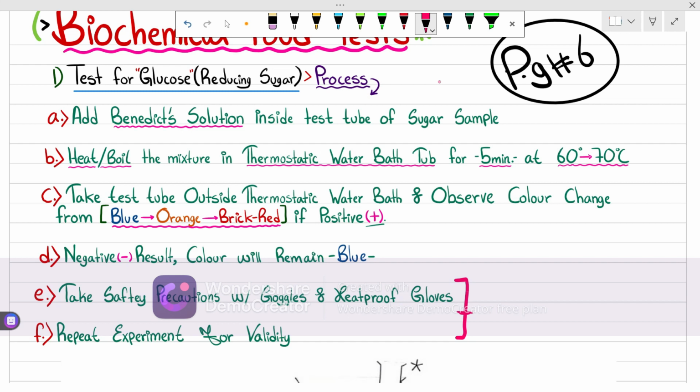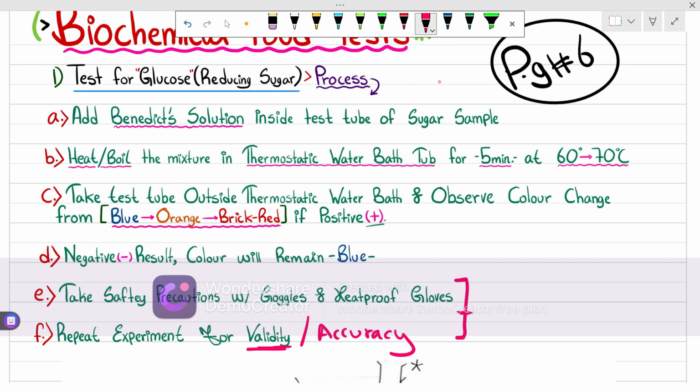Repeat the experiment for validity. I advise you not to use validity and accuracy because most examiners do not accept accuracy. So use validity. Accuracy is optional, but not advised.